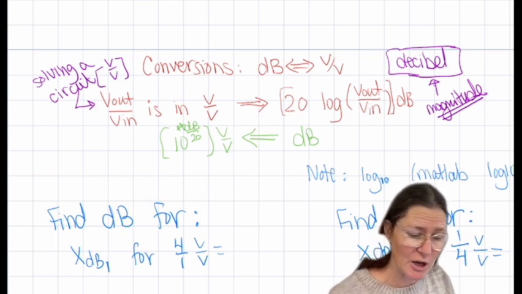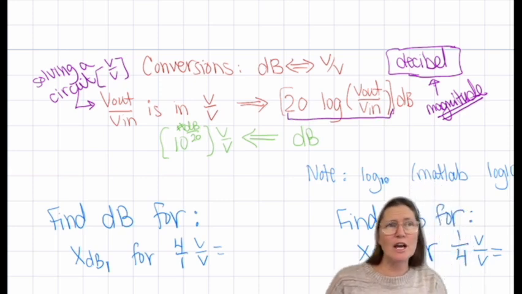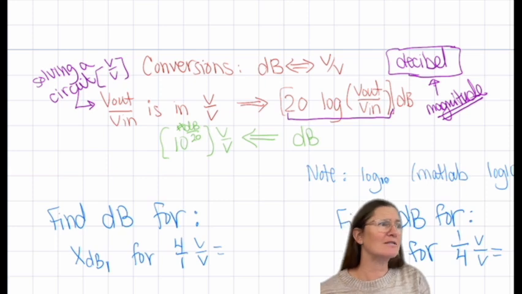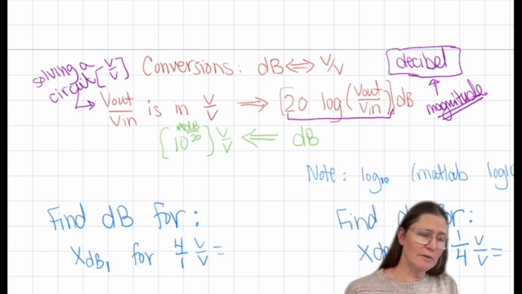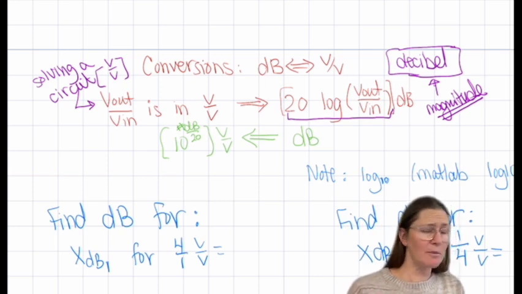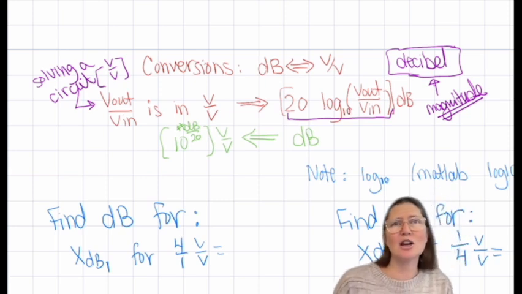Okay, so the expression for conversion is 20 log V out over V in. That gives us the unit in dB. So if we have that number, we just take the log base 10 of that, times 20.